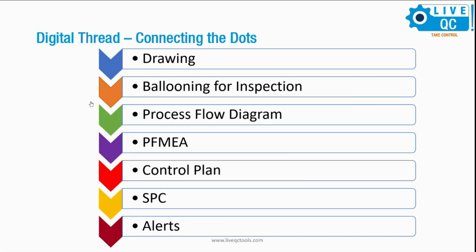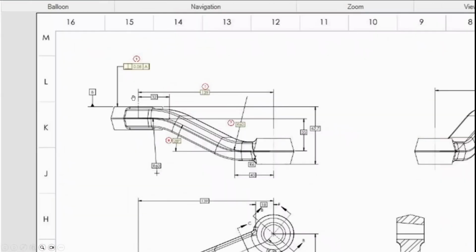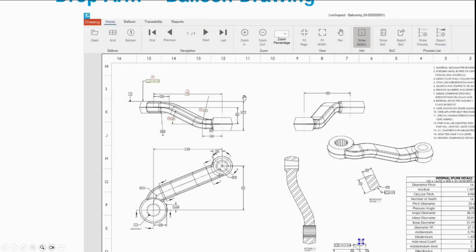Now watch this. I take the drawing, I put the ballooning on the drawing. I showed you the drawing earlier. Now the balloons are given on the drawing, right?